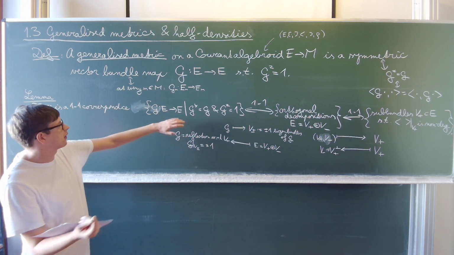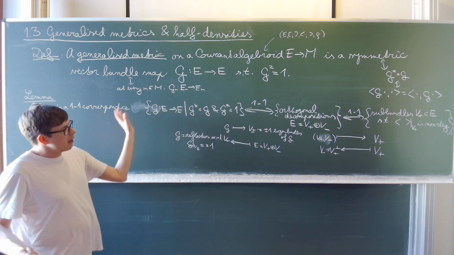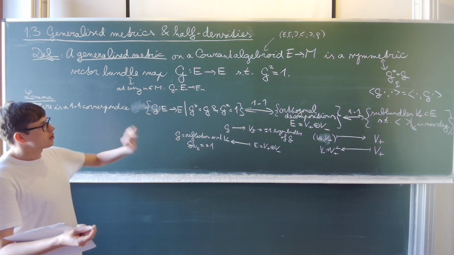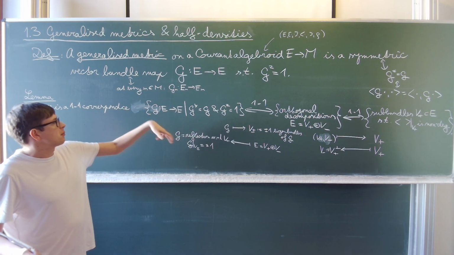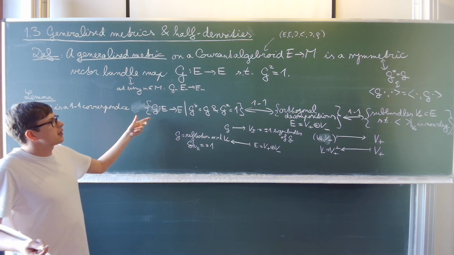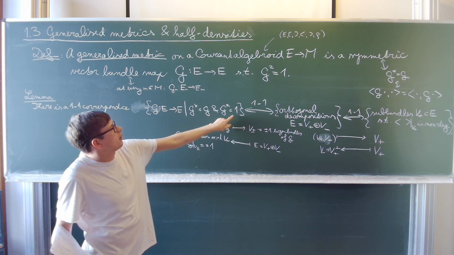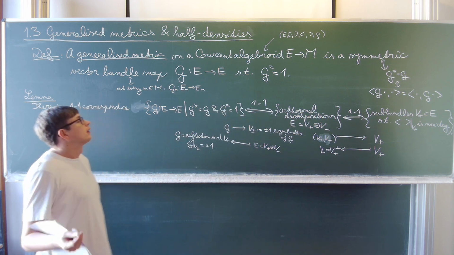now how does the correspondence work at this stage? If I have a map, everything is pointwise here, so it doesn't really matter, I can just focus at a given point. And a symmetric map in particular is always diagonalizable, and the eigenvalues need to be plus minus 1, because this squares to 1.